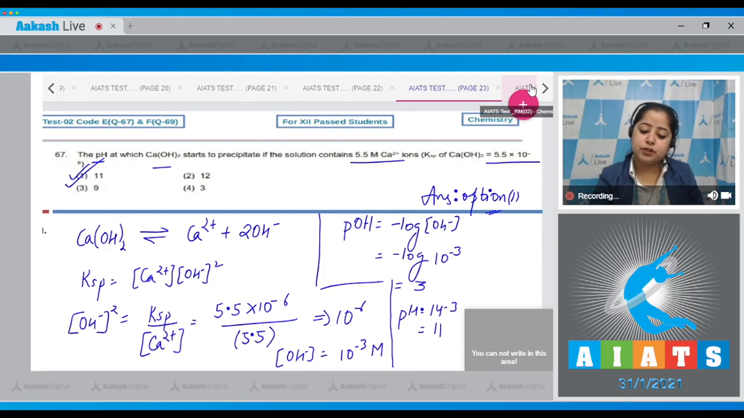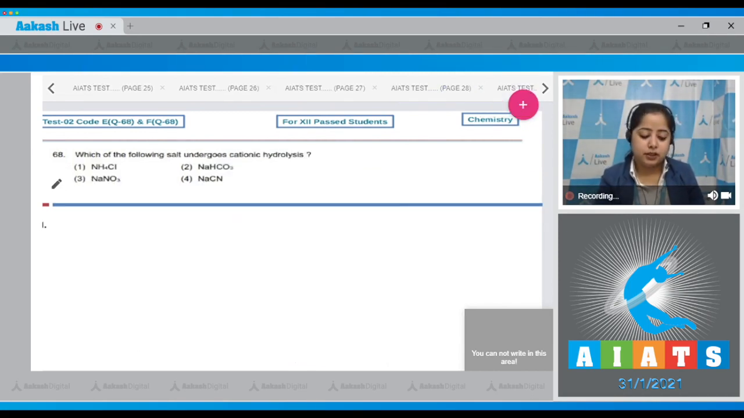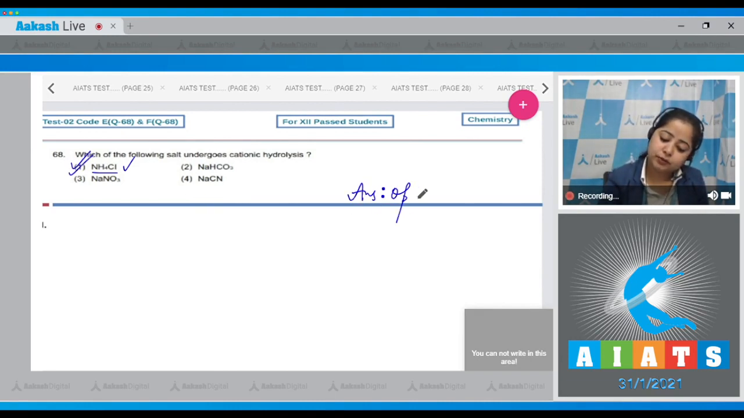Moving to the next question, students, which is question number 68. Let's read the question. Which of the following salts undergoes cationic hydrolysis? Students, the salt of a strong acid and weak base undergoes cationic hydrolysis. Option number 1, NH4Cl, is a salt of strong acid and weak base. That means it will undergo cationic hydrolysis. NaHCO3 is a salt of weak acid and strong base. NaNO3 is a salt of strong acid and strong base. NaCl is stated as a salt of weak acid and strong base. That means the correct answer is option number 1.